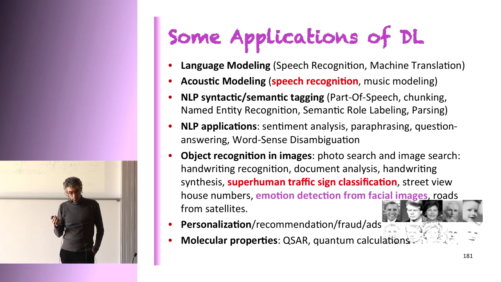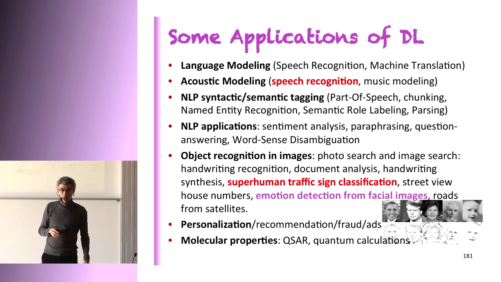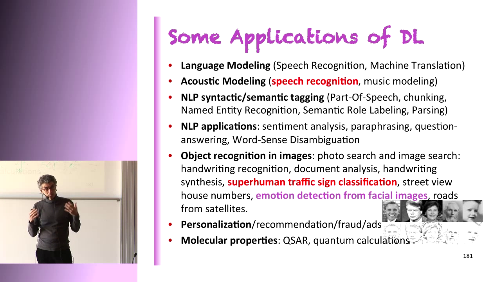Tagging of sentences, either syntactically or semantically, means to answer questions about individual words. They're part of speech, to which chunk they belong, if they correspond to a particular named entity, like, if we're talking about the president, in the context, maybe we are referring to President Obama, but that's the kind of thing that you have to use machine learning for.